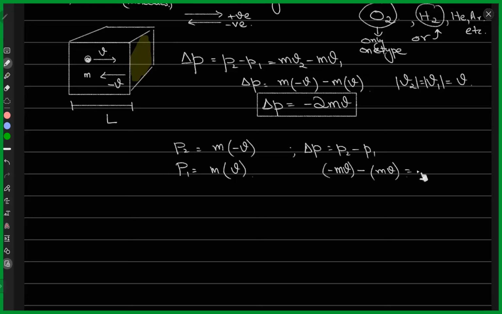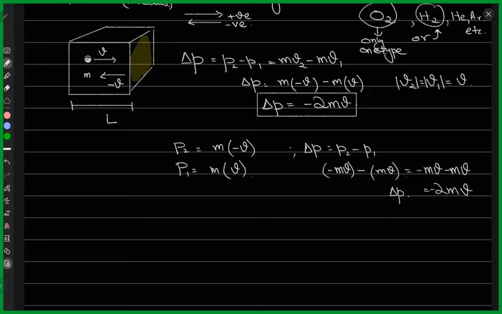Now this is just minus 2mv. Minus 2mv, and that's the change in momentum, delta P, which is P2 minus P1, right? So is that clear now? Yes, sir. Okay, perfect. Good. All right, so that's the change in momentum. We have established that the change in momentum is minus 2mv.